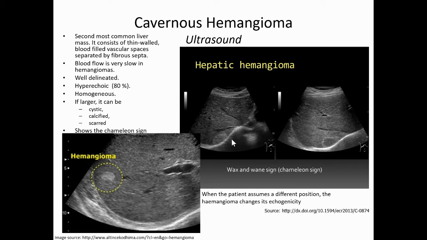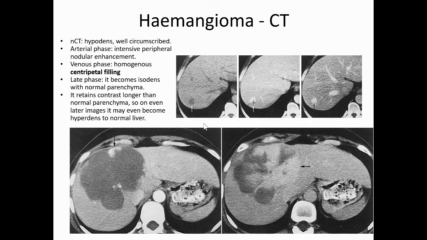You do not have to remember how the color changes. You just have to remember that hemangiomas have this very elegant sign, which is the chameleon sign. So when the patient assumes a different position, the hemangioma will change its echogenicity. Hemangiomas, as I have told you before, show a very specific enhancement pattern, which is centripetal.